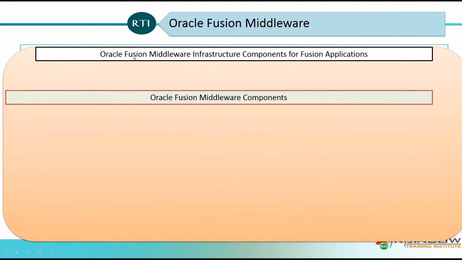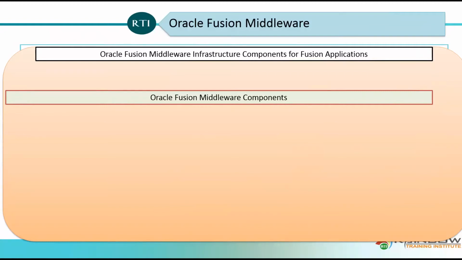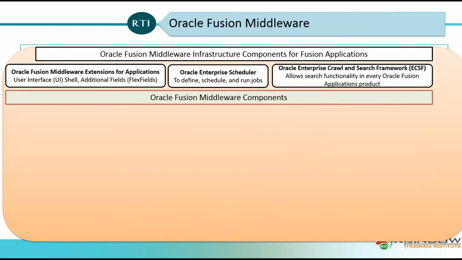Okay, anything in the Fusion middleware infrastructure components for Fusion applications will belong to the Fusion applications only. These won't belong to your custom applications, right? So what are the Fusion middleware infrastructure components for Fusion applications? It means it is applicable only for the Fusion applications. It has three things. One is middleware extensions for Fusion applications. Other one is enterprise scheduler. Other one is enterprise crawl and search framework. Let us see what each is individually.